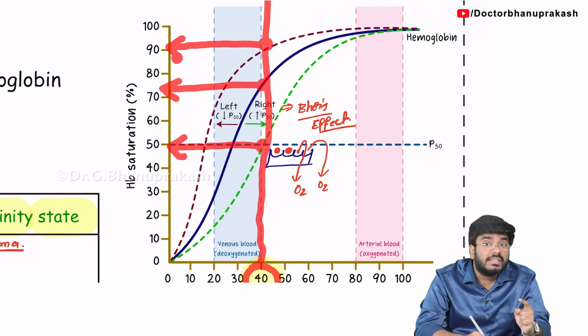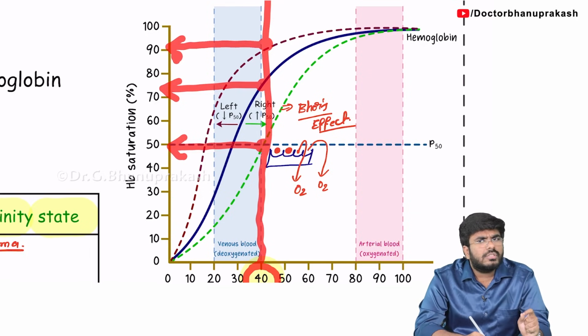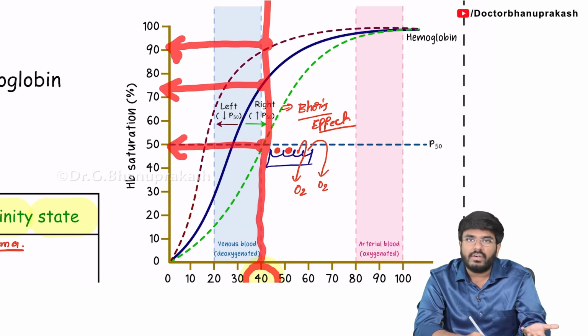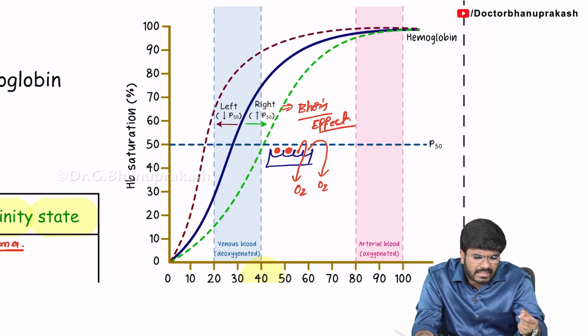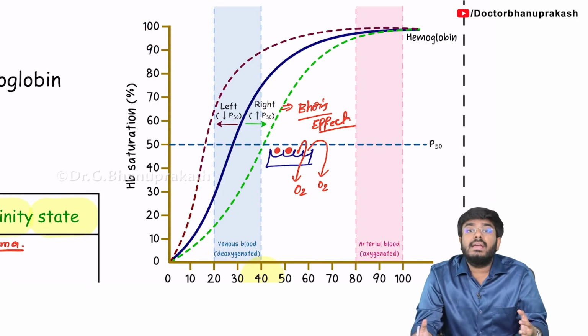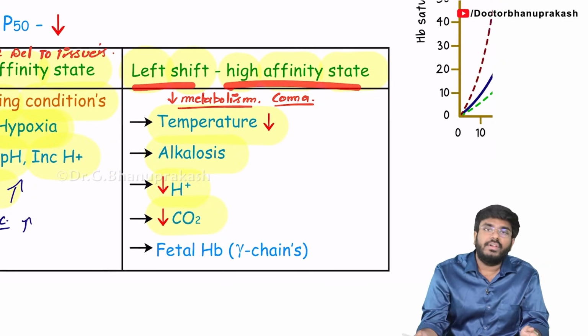Even in the venous blood, hemoglobin is highly saturated, which means, is it releasing the oxygen to the tissues? No, it is not releasing the oxygen to the tissues. Why? Because the tissues don't want the oxygen now, as they are not working more. So hemoglobin saturation is not decreasing, or it is decreasing only very slightly, from 100 to 90. Which means hemoglobin is tightly binding with oxygen. So that's why it's an example of high affinity state.